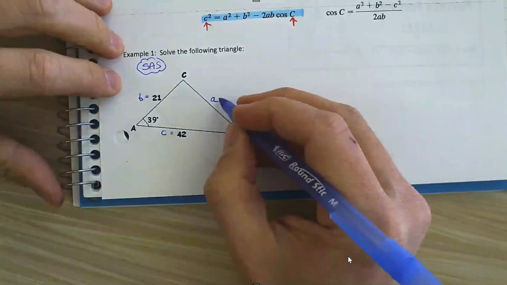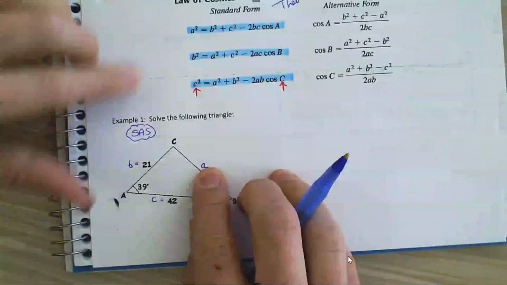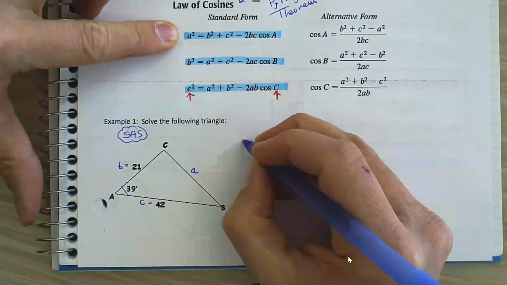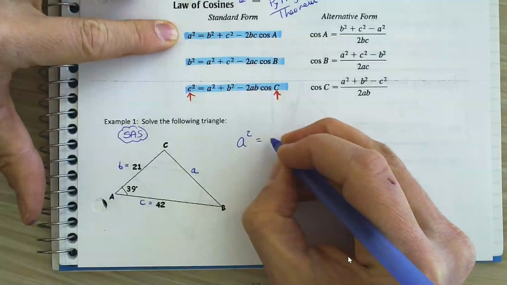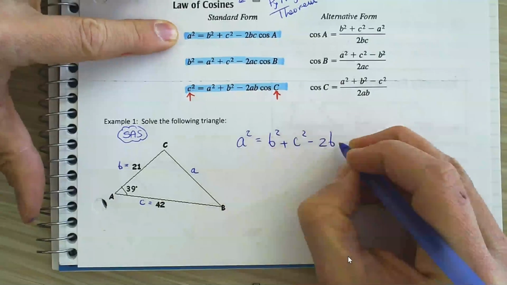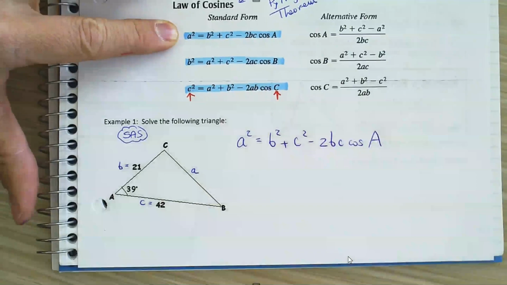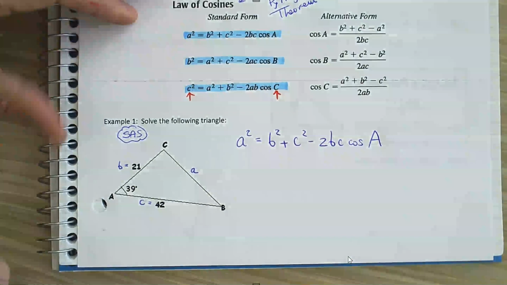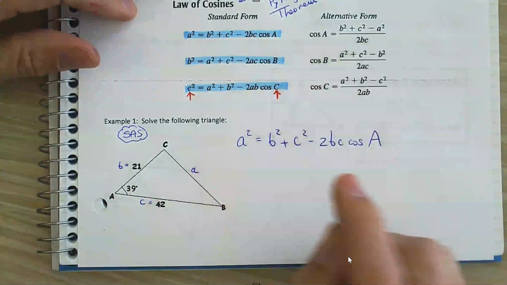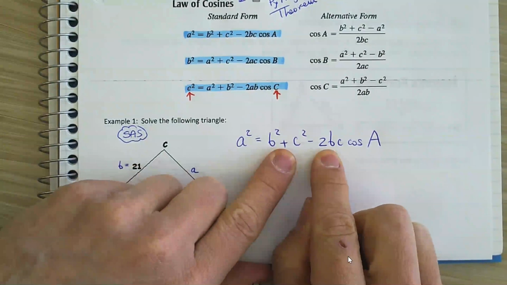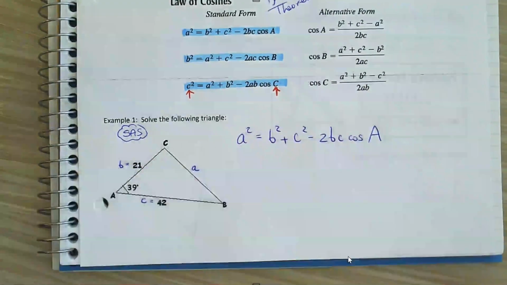So here we go. Because we're looking for A, let's go ahead and use this version of it, but it doesn't really matter. So we're going to write A squared. I'm going to go ahead and write it down. It looks really long, but it's actually very easy to memorize. It's the Pythagorean theorem, and then minus 2, repeat these letters, times the cosine of whatever the first letter was.